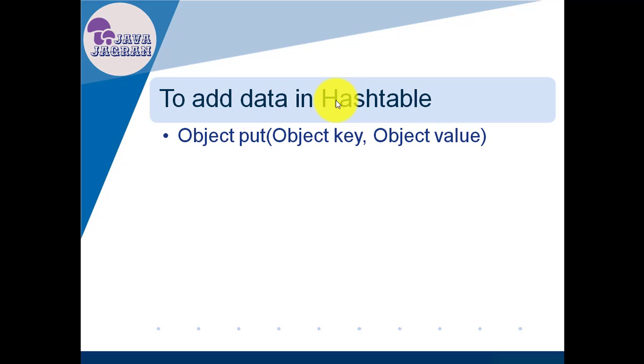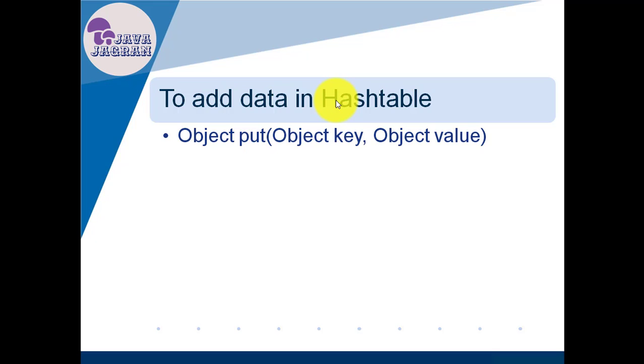If the key already exists, it will add the value, whatever the data is, and it will return the existing value from the put method. That is how the put method works.